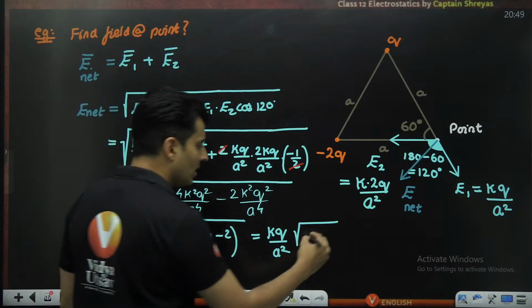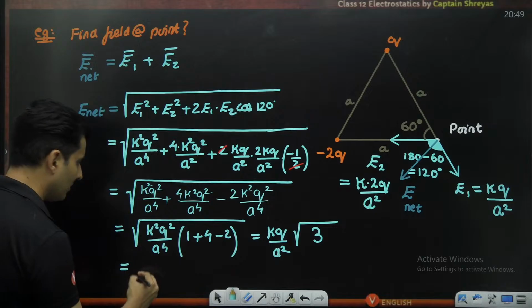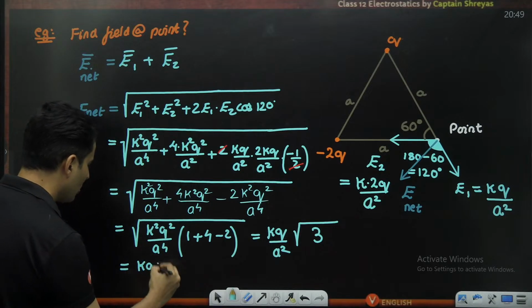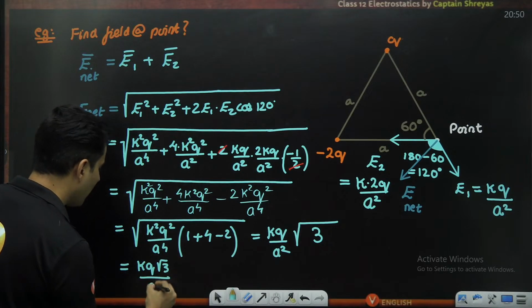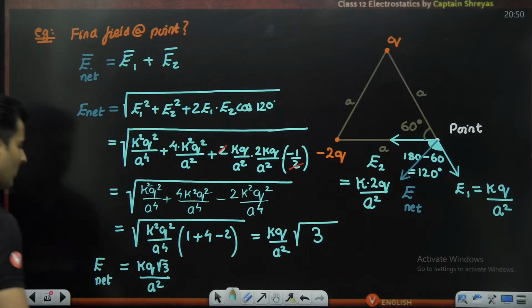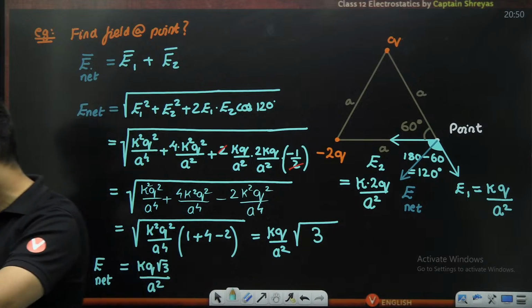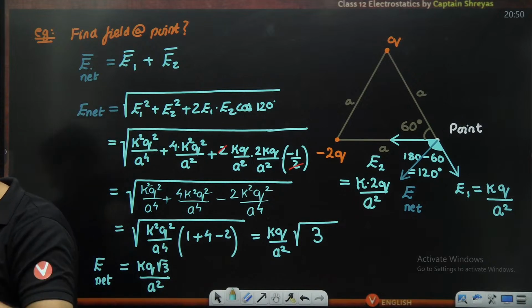5 minus 2 is basically the number 3. Hence, the answer to this will be kq root 3 divided by a square. That is your net field. That is the answer: kq root 3 by a square. Is that clear? Very good.